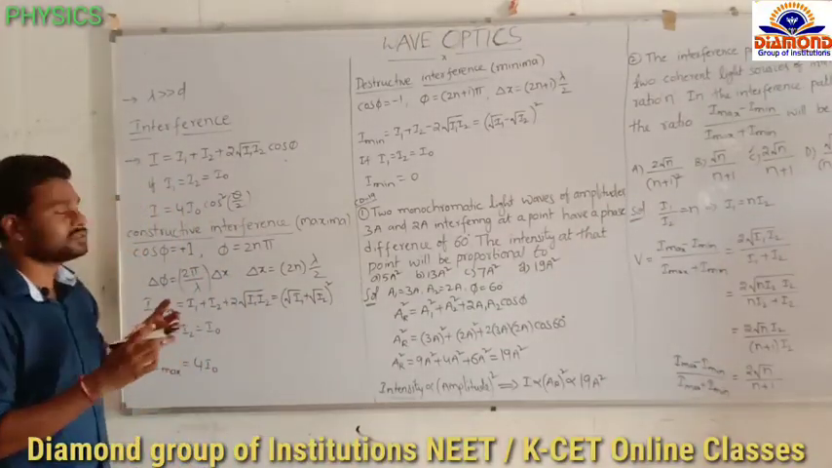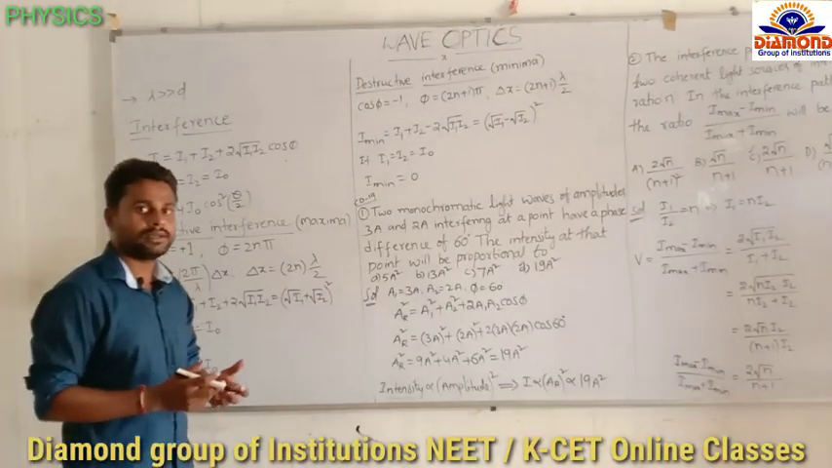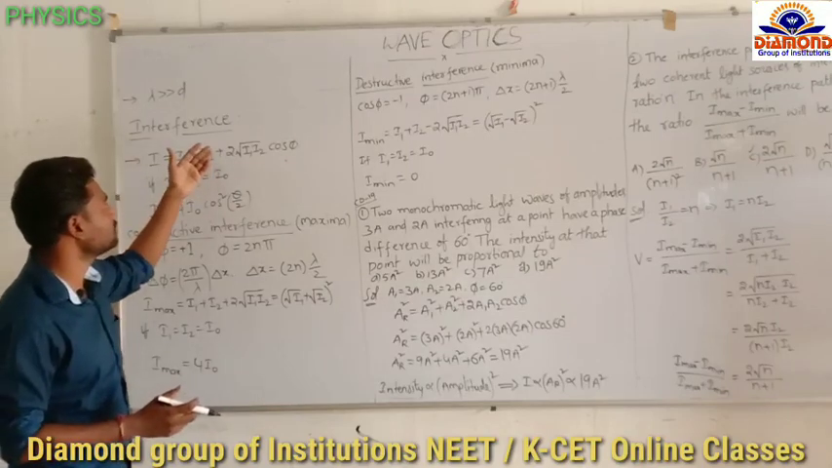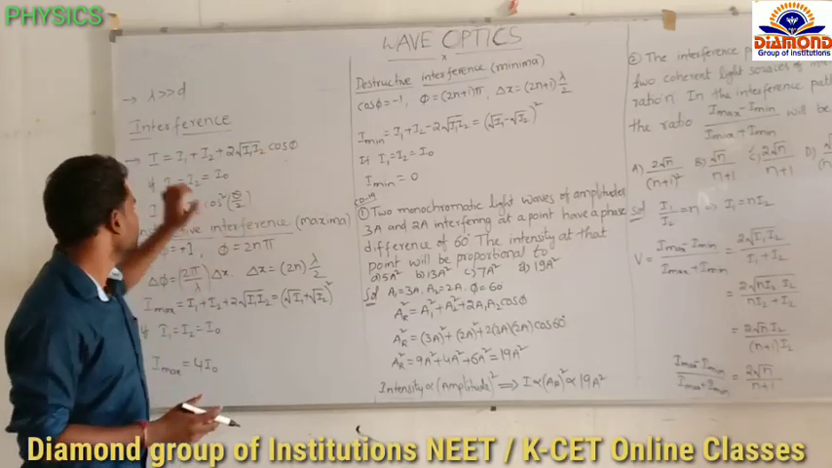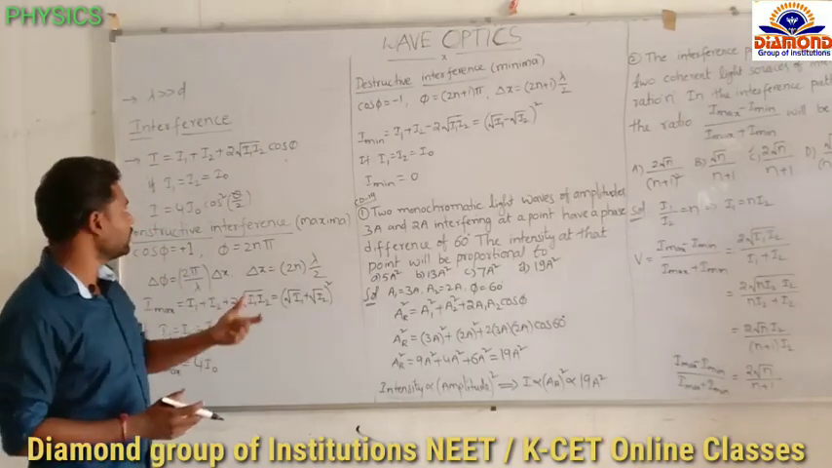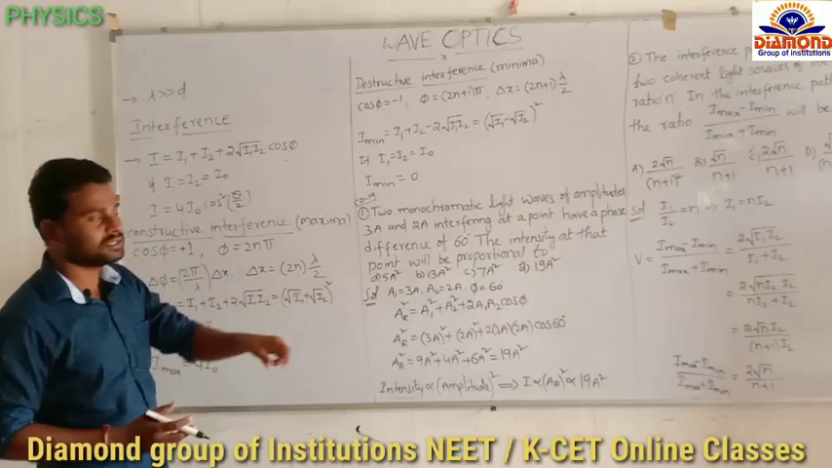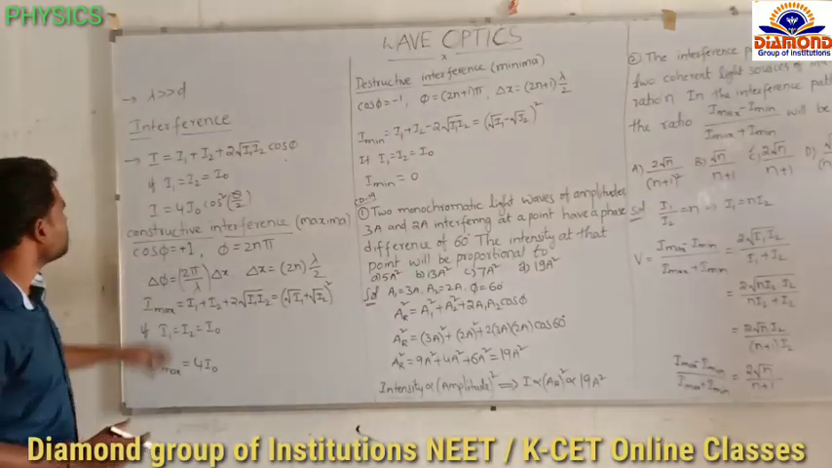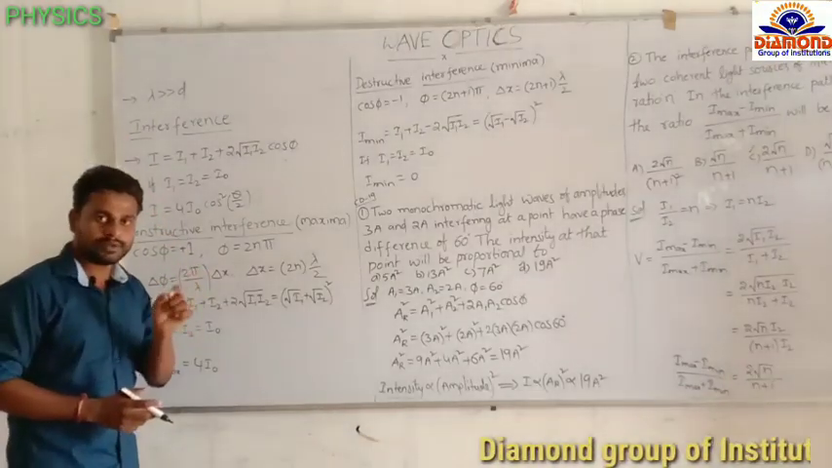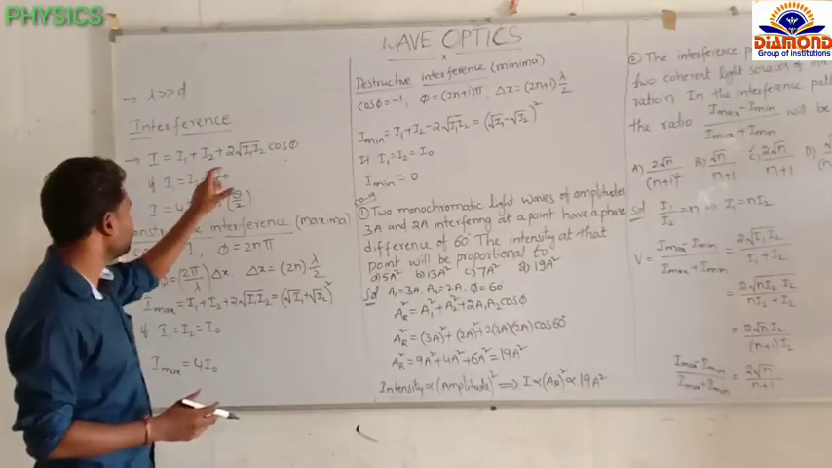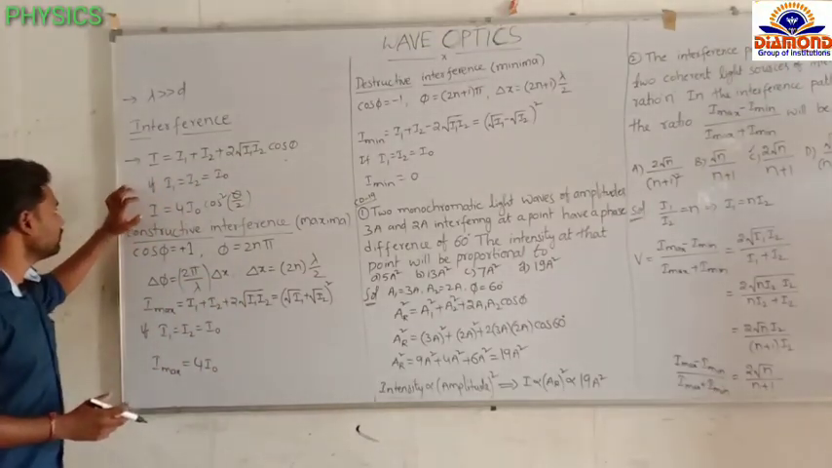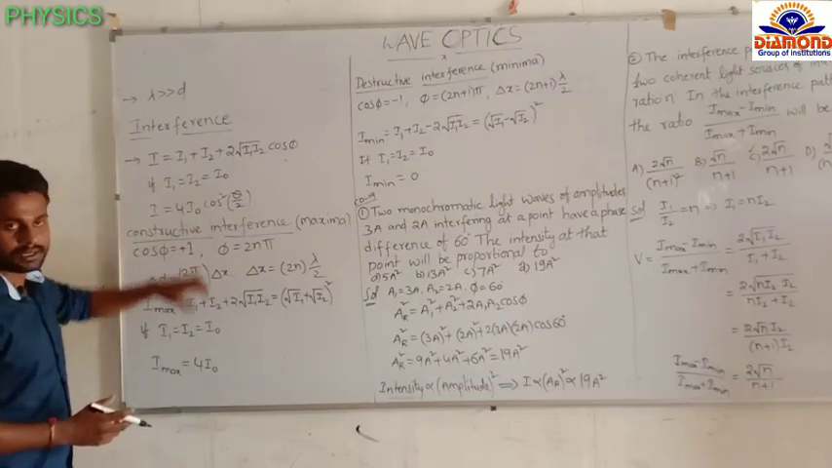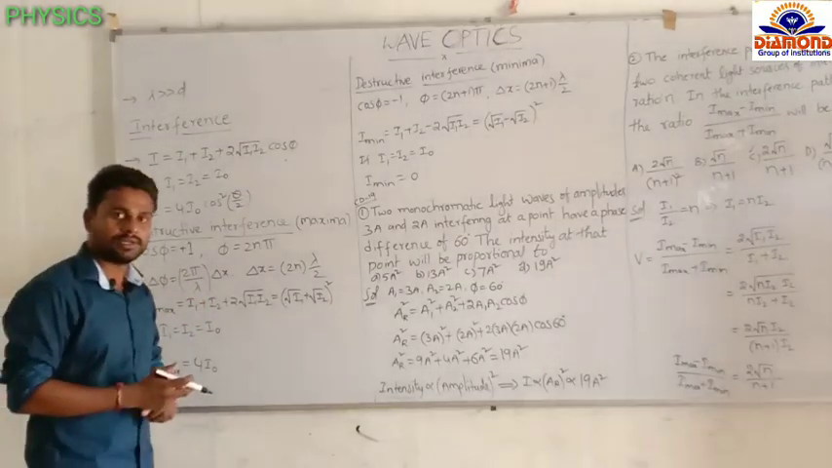Next, if two waves interfere, the intensity of the resultant wave is given by the formula I equals I1 plus I2 plus 2 root of I1 I2 cos phi. Here I1 and I2 are the intensities of the two waves, phi is the phase difference between the two waves, and I is the intensity of the resultant wave. Suppose the intensities of the two waves are equal, that is I1 equals I2 equals I naught. Then the resultant intensity is I equals 4 I naught cos square phi by 2. Here 4 I naught represents the maximum intensity of the resultant wave.